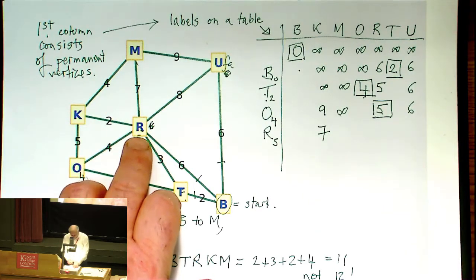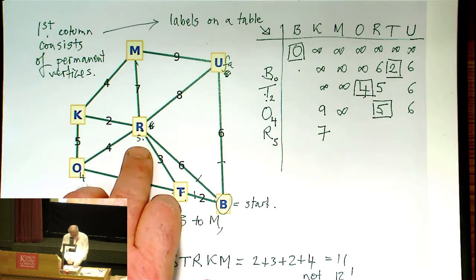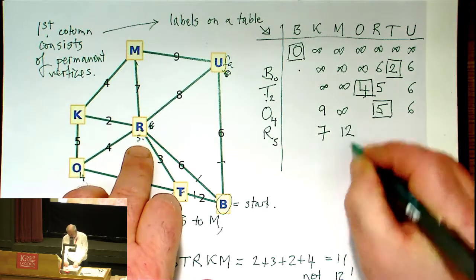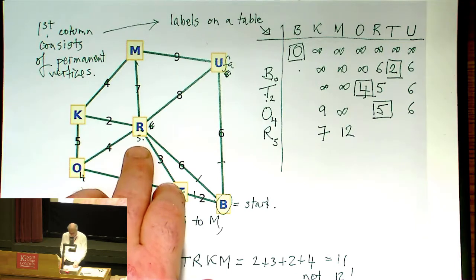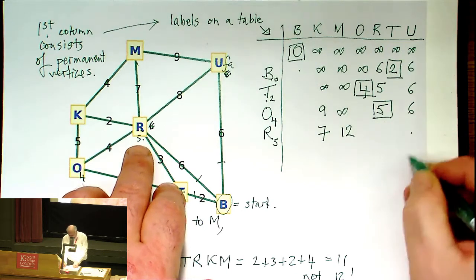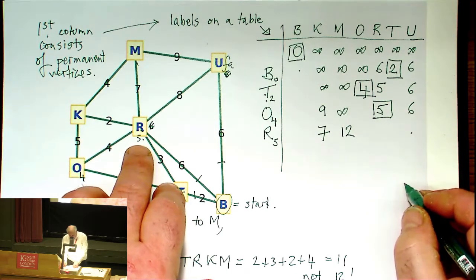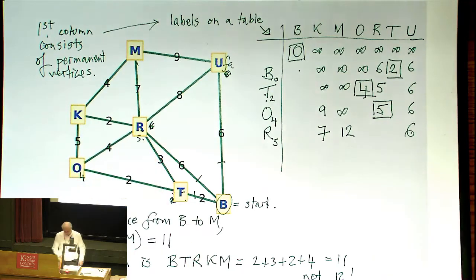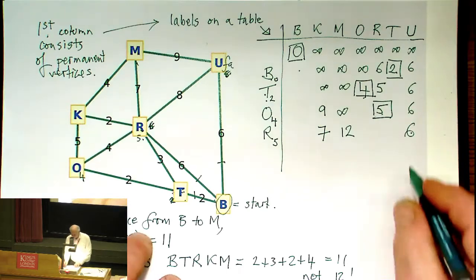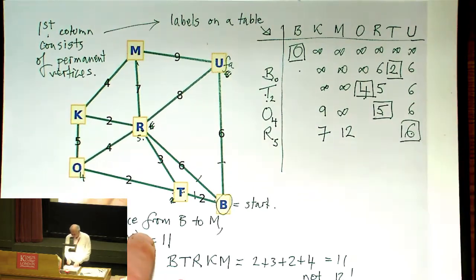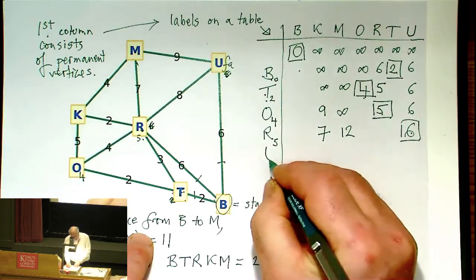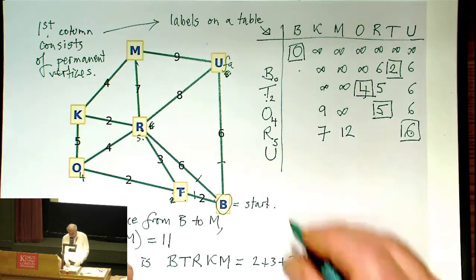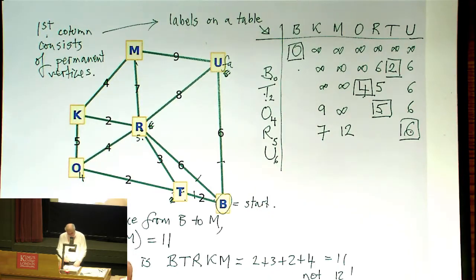I can also get to M. That would give me a 12, which is an improvement on infinity. And then I only have to worry about the U, where that would give me a 13, but that's no improvement on 6. So now the smallest label is 6. So the U comes down on the left with a distance of 6.